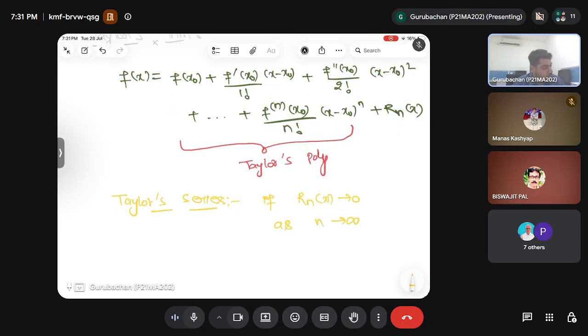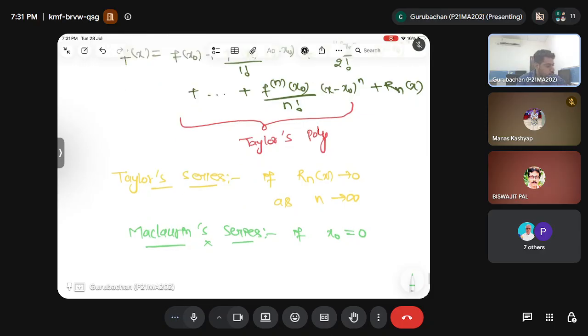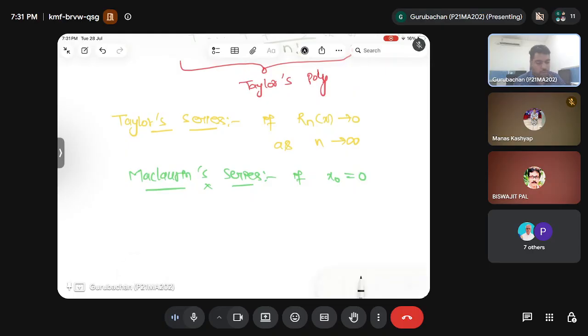And the final one is when we call it Maclaurin, if x naught is equal to 0. In the same scenario, if x naught is 0, the Maclaurin polynomial will be the nth polynomial of this Maclaurin series. Okay, so let me give you one direct question of this Taylor's theorem.